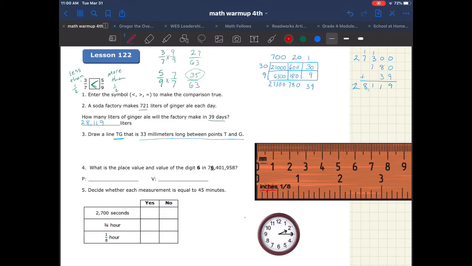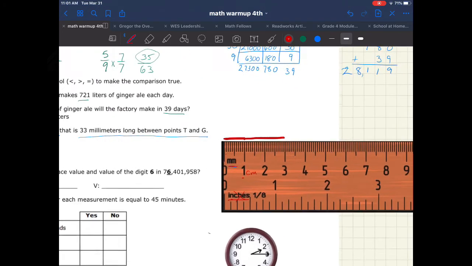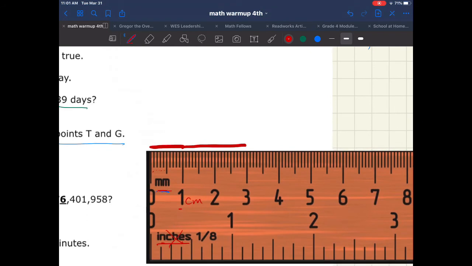So we want the millimeter side, not the inches. Your ruler also may say centimeters, and these big numbers here are centimeters, so that's 1 centimeter. The millimeters are the tiny little lines in there, and there are 10 millimeters in every centimeter. So that means there's 10 millimeters, 20 millimeters, 30 millimeters, and then I have to go 3 more. Let me zoom in so we can see the 3 more. 1, 2, 3. So that's the end.